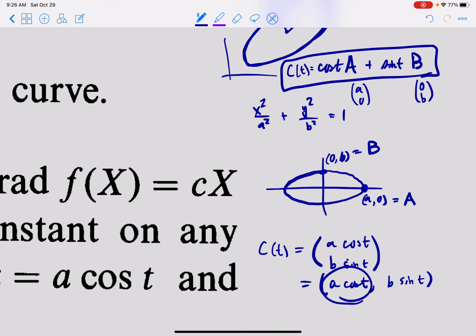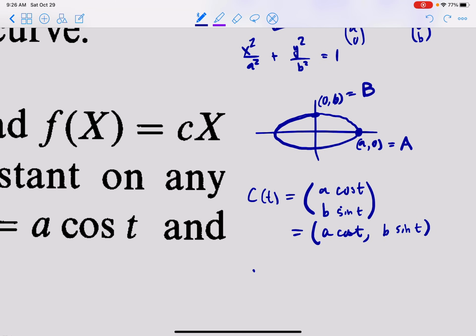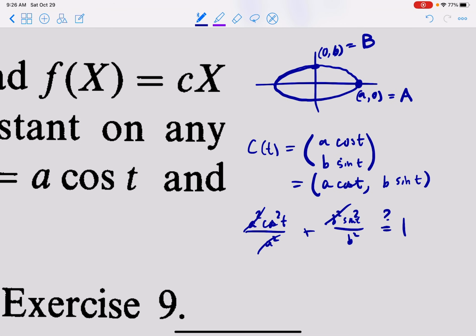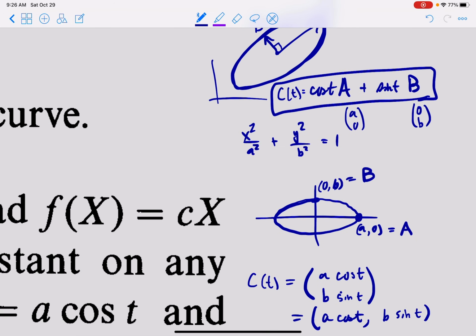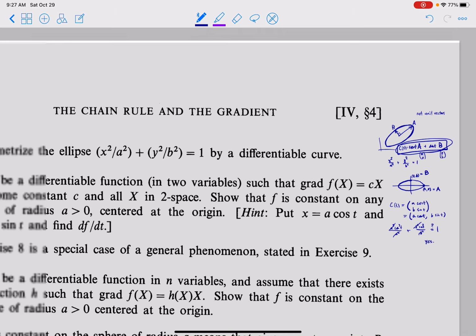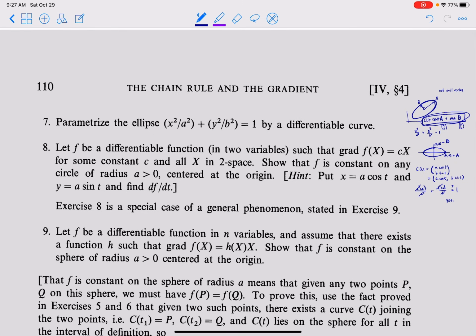Now let's check that it satisfies this equation. We plug in this number for x and that number for y, and what we get is a squared cos squared t over a squared for x, plus b squared sine squared t over b squared for y. And the question is, is this equal to 1? Cancel, cancel, cancel, cancel. Cos squared plus sine squared is 1. Yes. And so this formula also gives us ellipses if we choose a and b appropriately. Okay, so now we're done with number 7.